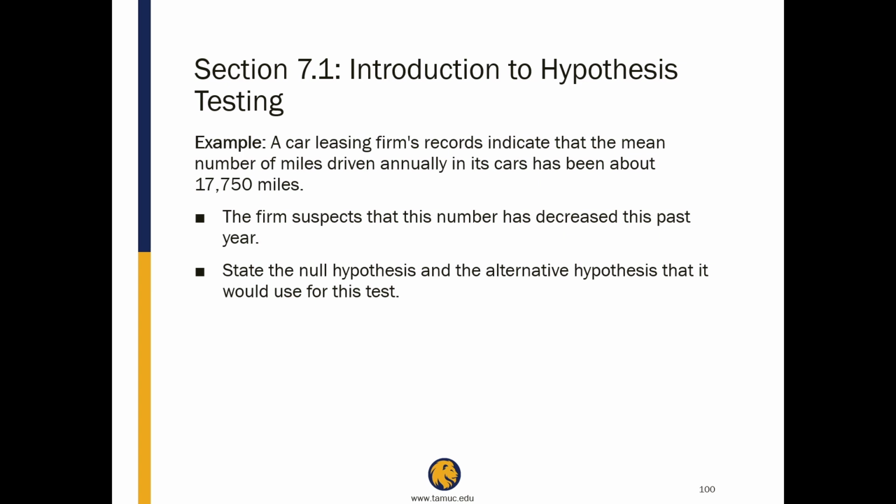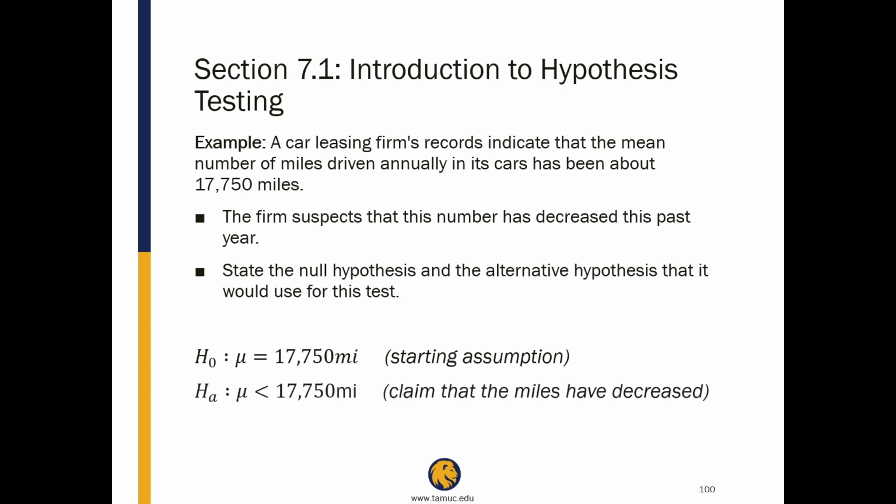The null hypothesis is the starting assumption. So we're going to start from the basis that they're claiming that the average miles driven is 17,750. So H sub 0 is mu is equal to 17,750 miles. They want to test the claim, though, that it's gone down from this average. So the alternative hypothesis H sub A would be that mu is less than 17,750 miles.